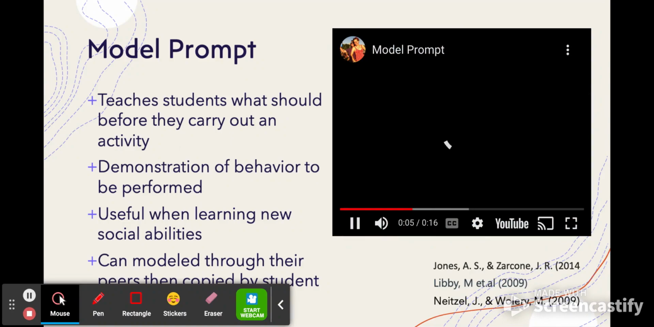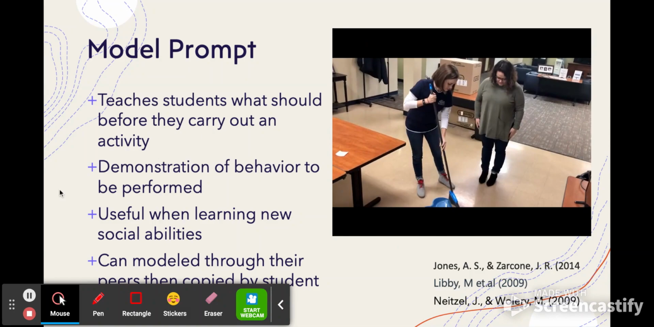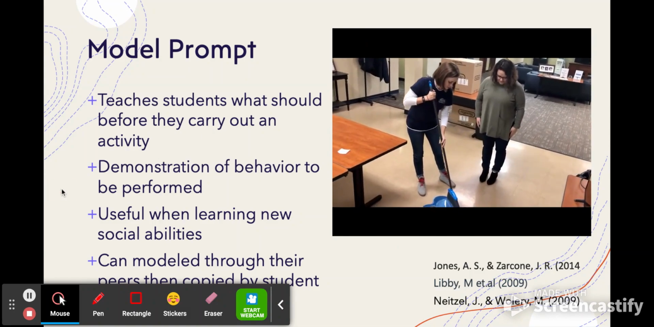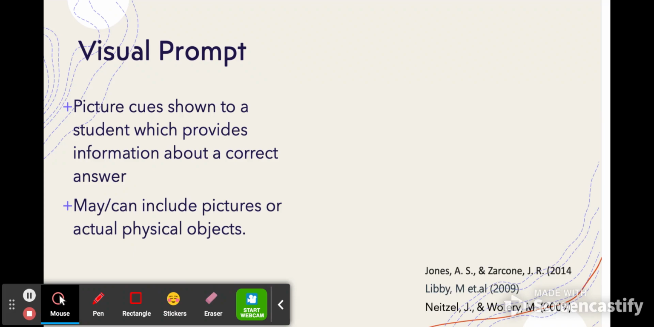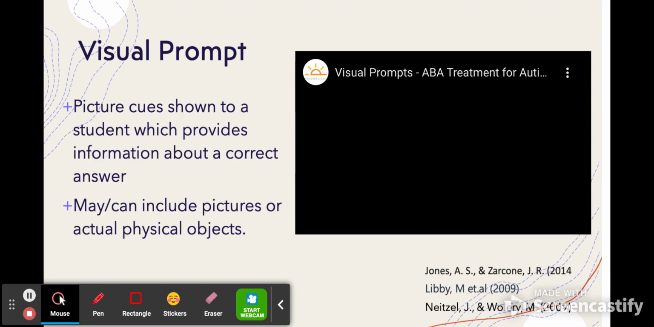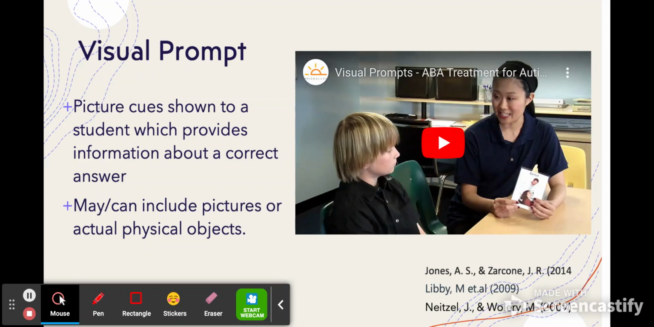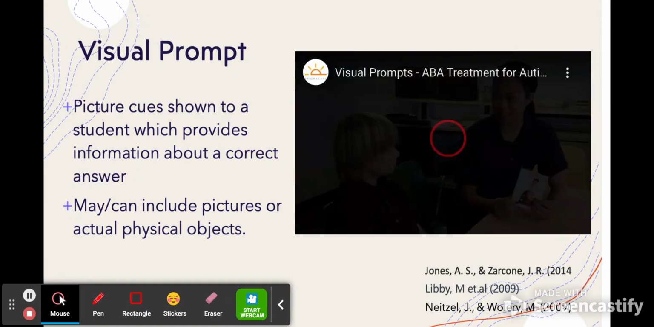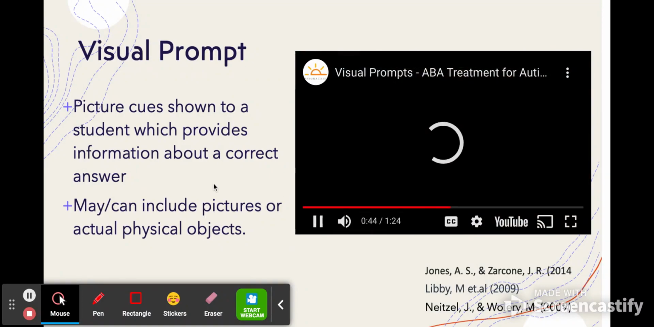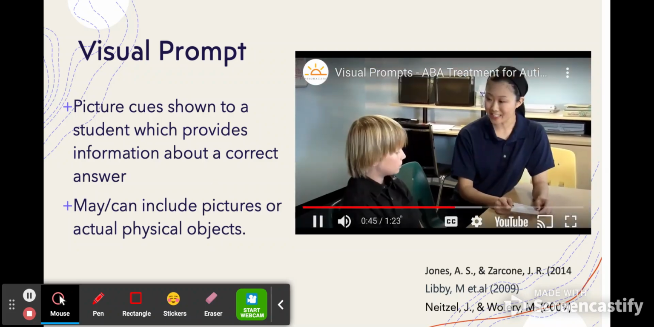The next type of prompt that I will be covering is a visual prompt. A visual prompt is when an instructor uses a picture or other two-dimensional representations, so words, symbols, to encourage participation. There are picture cues shown to the client, which provide information about a correct answer. Visual prompts can include pictures or actual physical objects. So let's take a look at an example of a visual prompt.